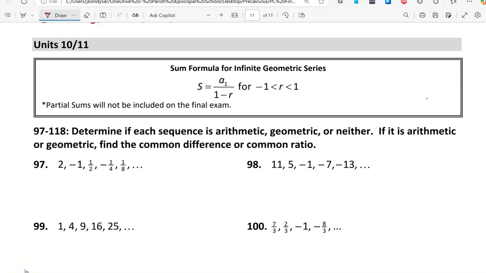In Units 10 through 11, the only formula that will be given to you is the formula for the sum of an infinite geometric series, and partial sums are not going to be included, so you're not going to need to worry about those. You do need to know the term formulas, however.